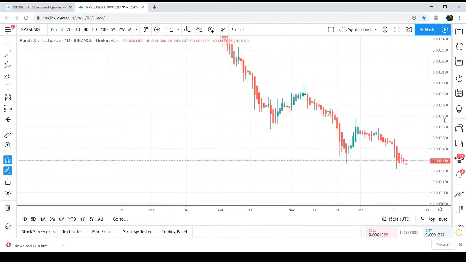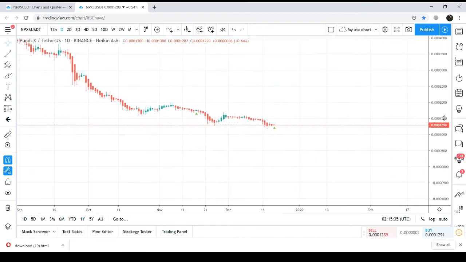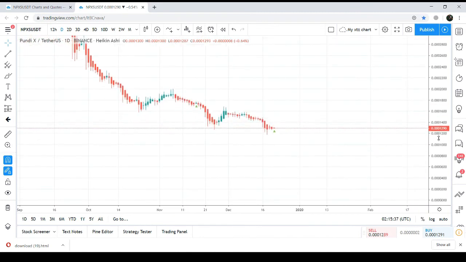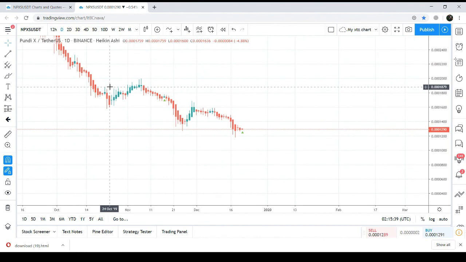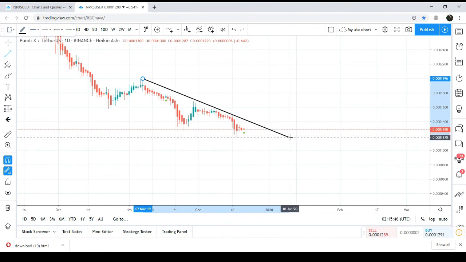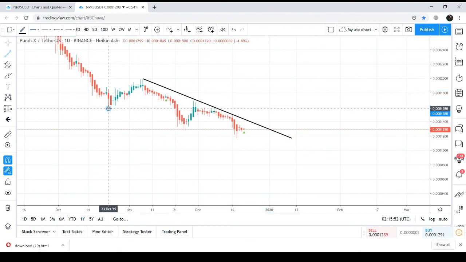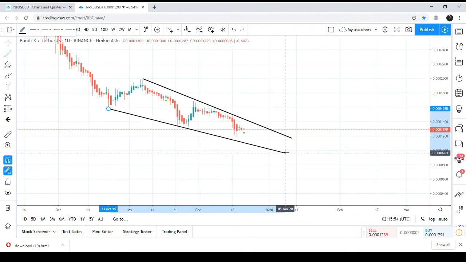Alright, this is the day chart, and on this chart we can see that the price action is forming a falling wedge pattern from here. This is the resistance of this falling wedge, and this is the support of this falling wedge pattern.